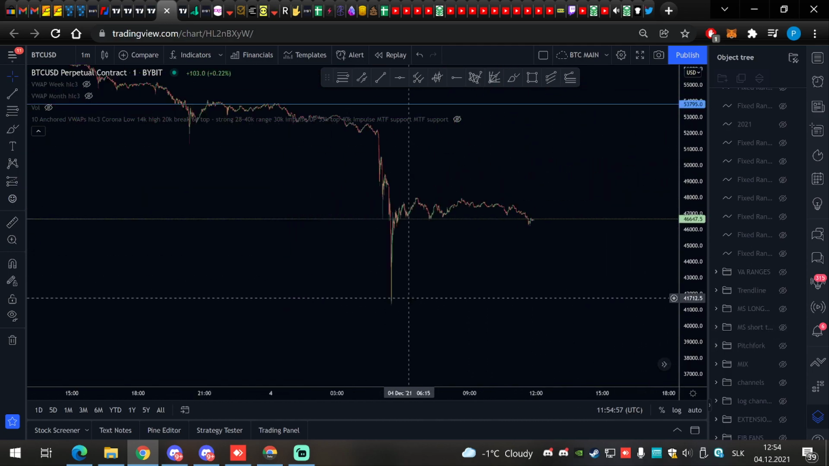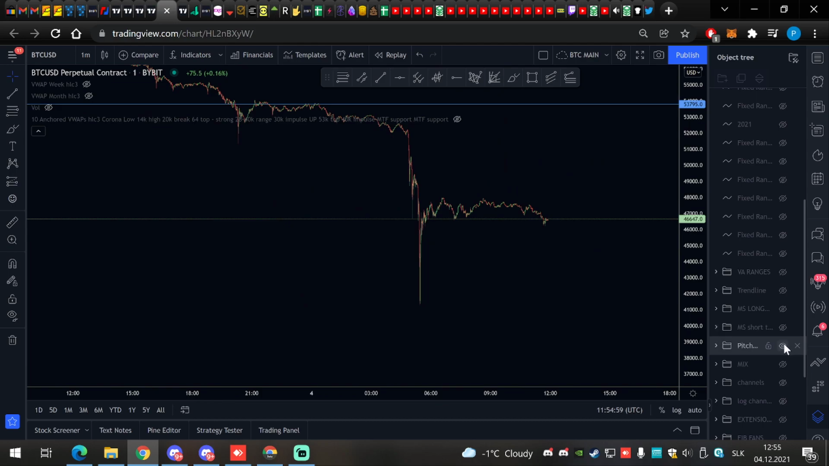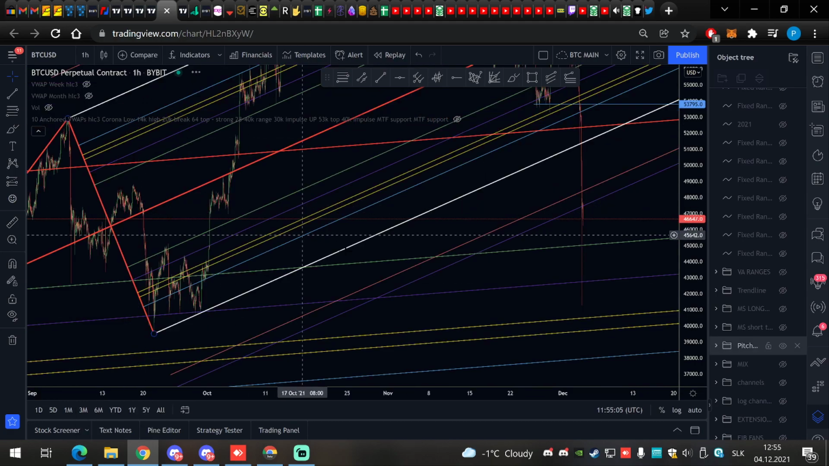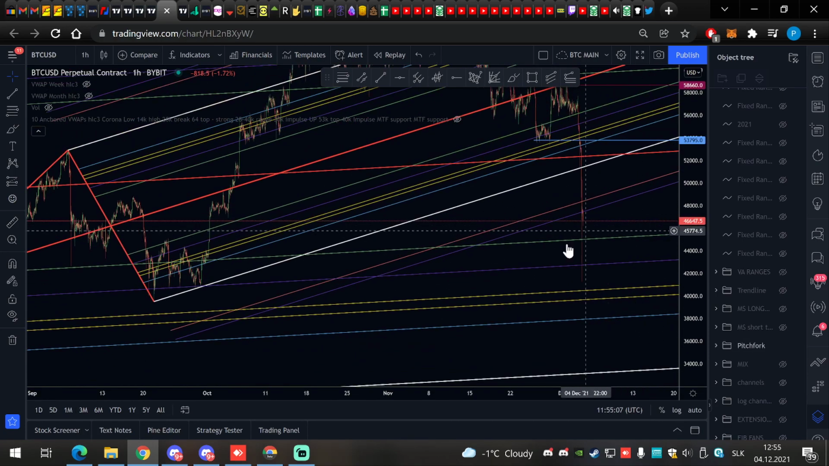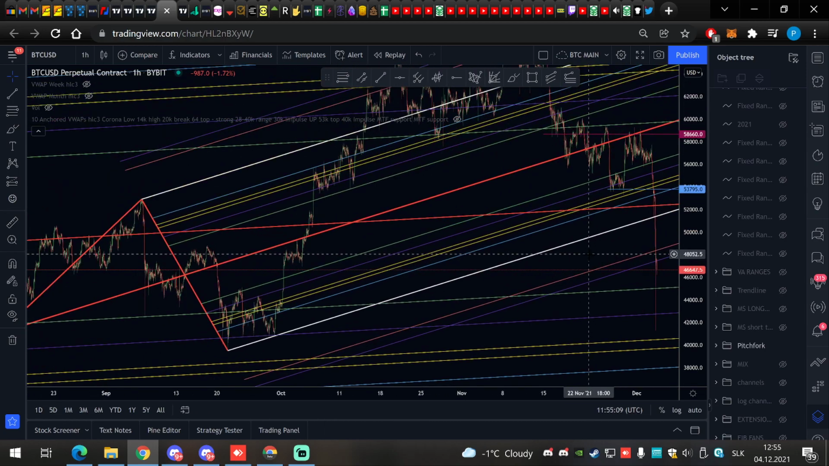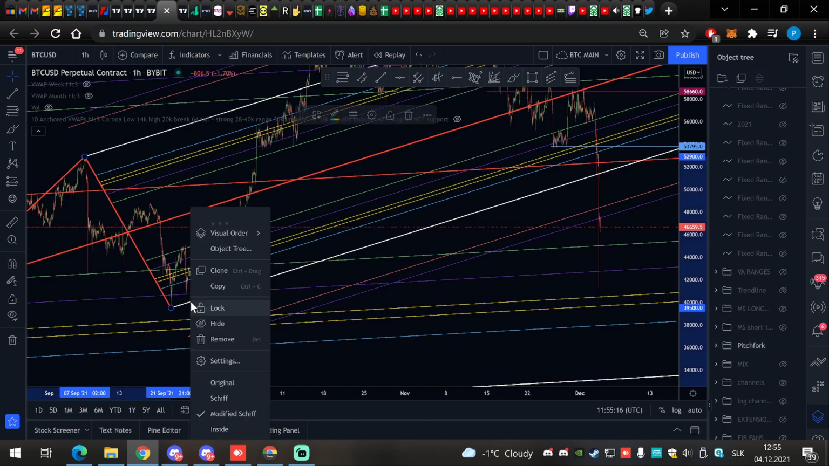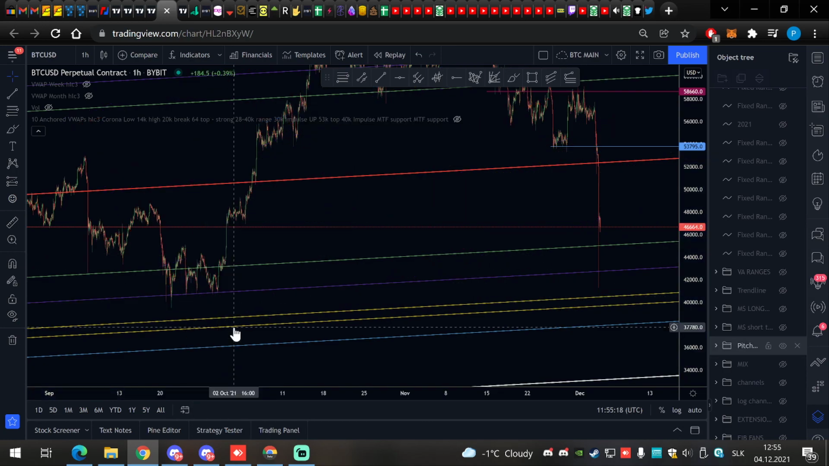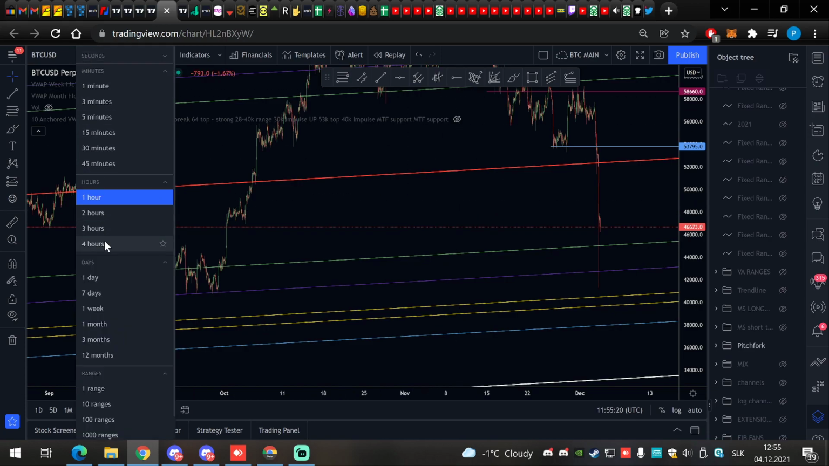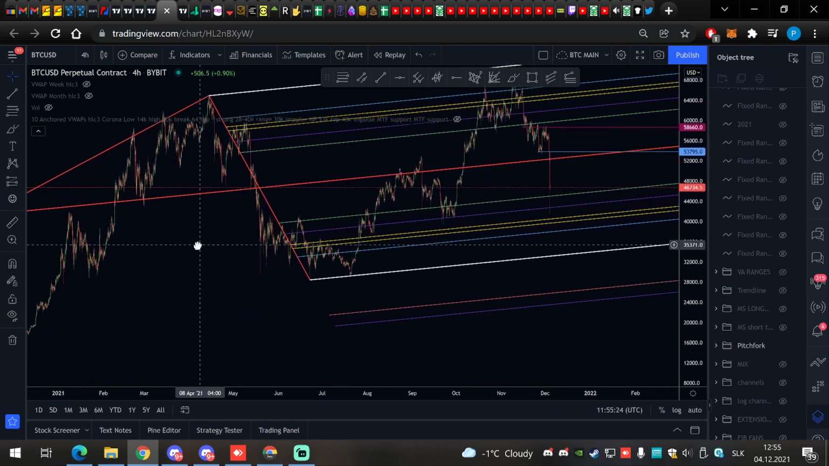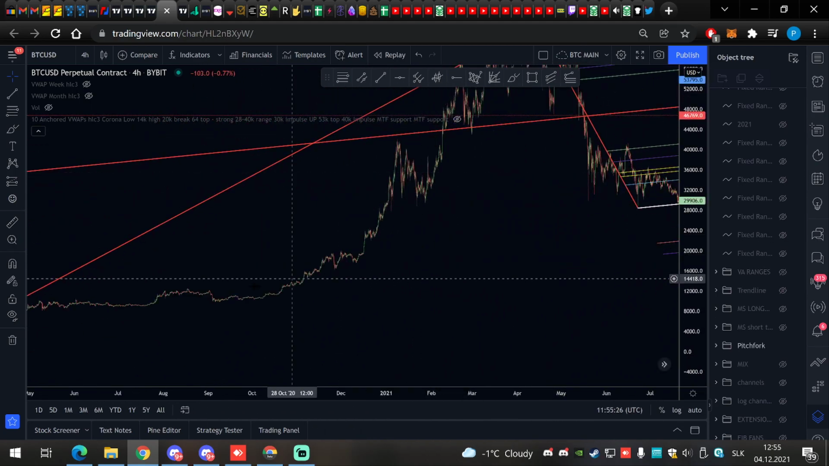I was watching pitchforks, but I think we hit also some big lines. This one was a very important pitchfork. And now it's lost, so we can hide it for now. And then we have the major one, which we need to look at on the 4 hour. Oh yeah, this is crazy. This is the big pitchfork we have.